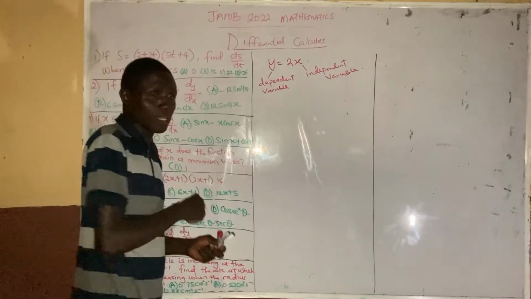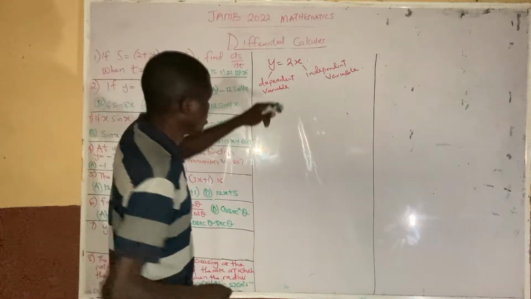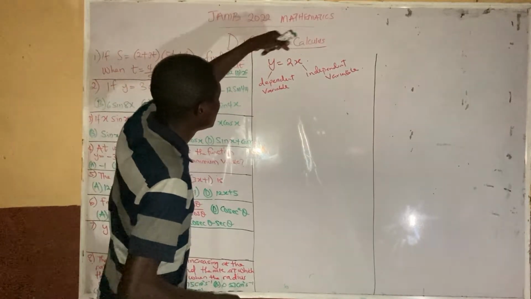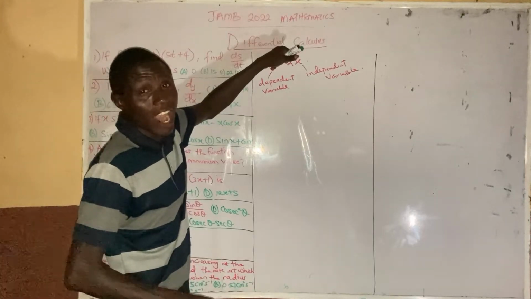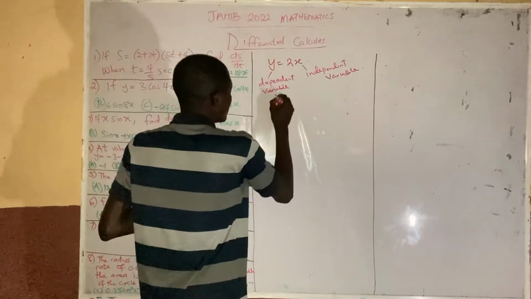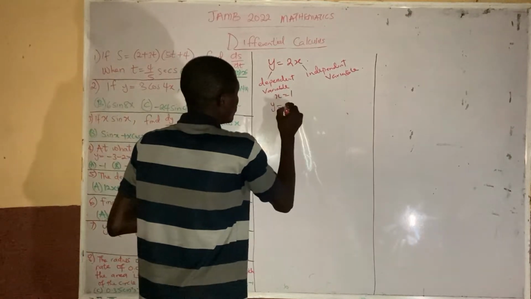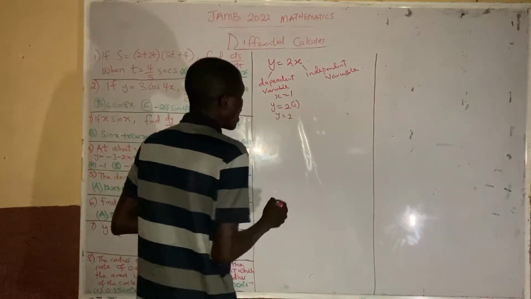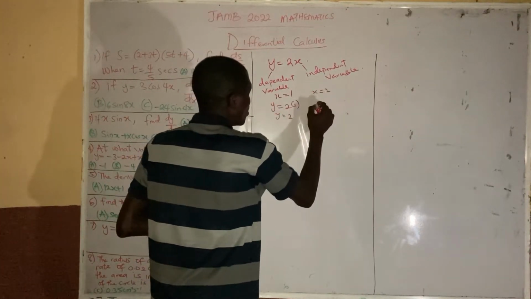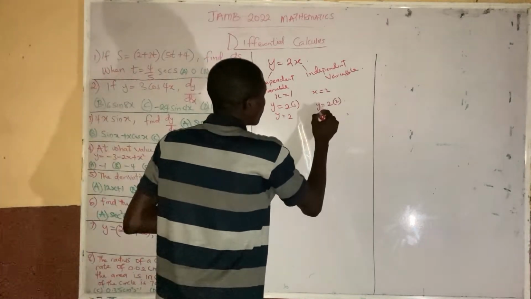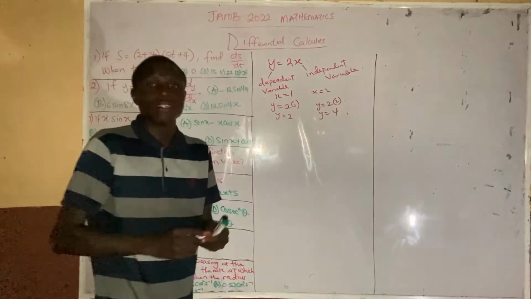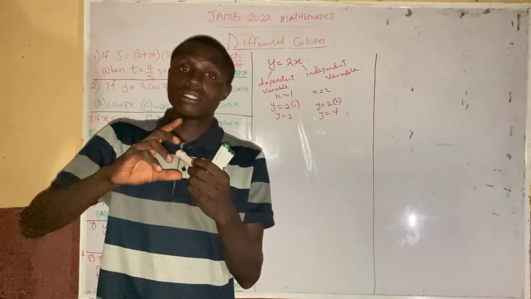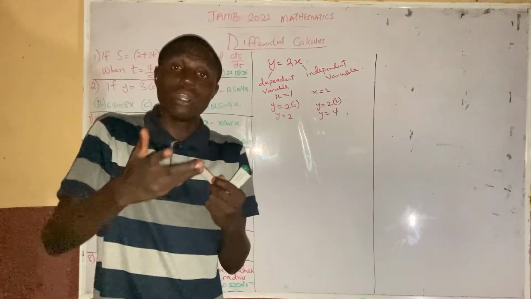Why is y dependent and x independent? You can see that y is equal to 2x. Now the value of y depends on x. For example, if I say let x equal to 1, then y will be equal to 2 times 1, so y equals 2. If I say let x equal to 2, y will be equal to 2 times 2, so y equals 4. It means that as x is being increased, y also is increased.